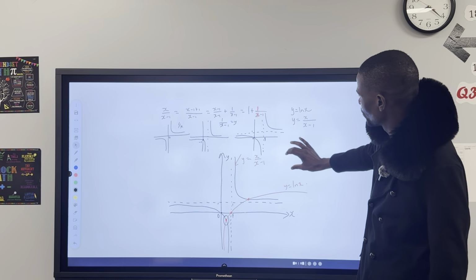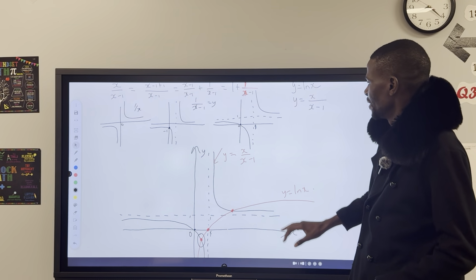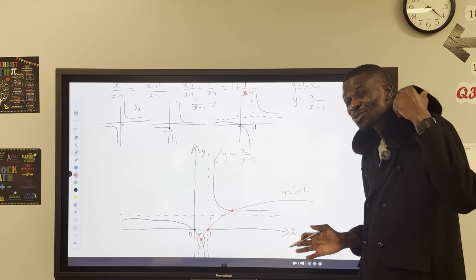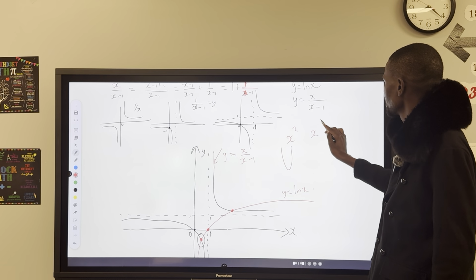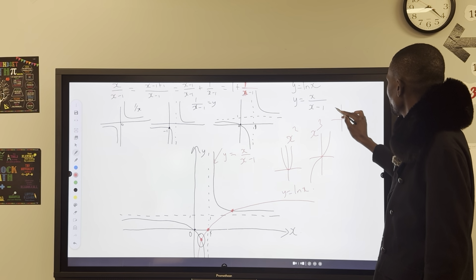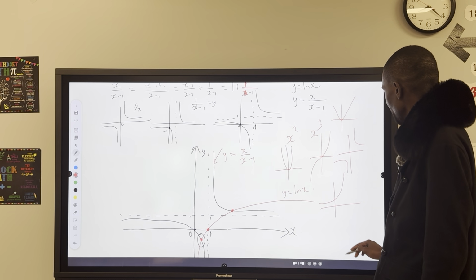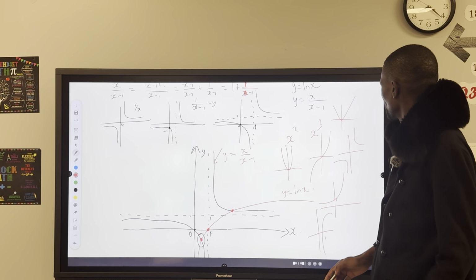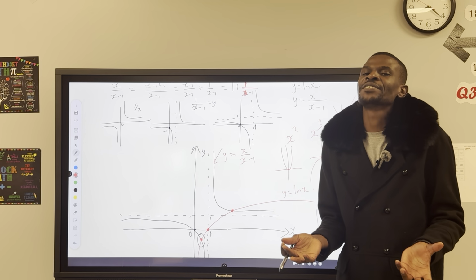Obviously, I take note of transformations. You also need to know your parent function graphs, which are the graphs in their simplest form. As an A-level student, you should know the graph of x squared, the graph of x cubed, which is like this, the graph of the absolute function, the graph of 1 over x, the graph of the exponential function which passes through 1, the graph of natural log, even the graphs of sine, cos, and tan. You need to know all those basic graphs.